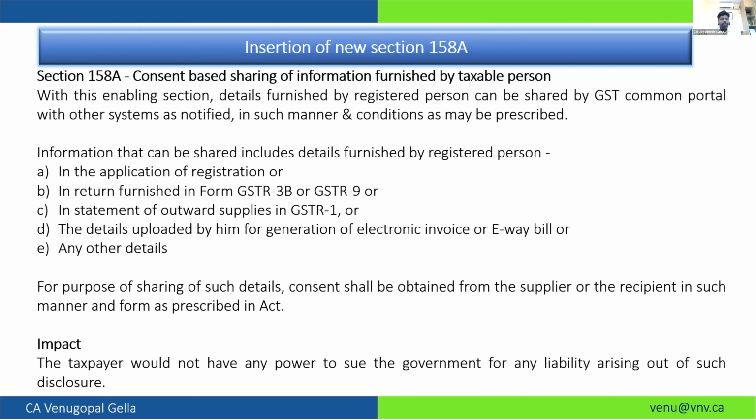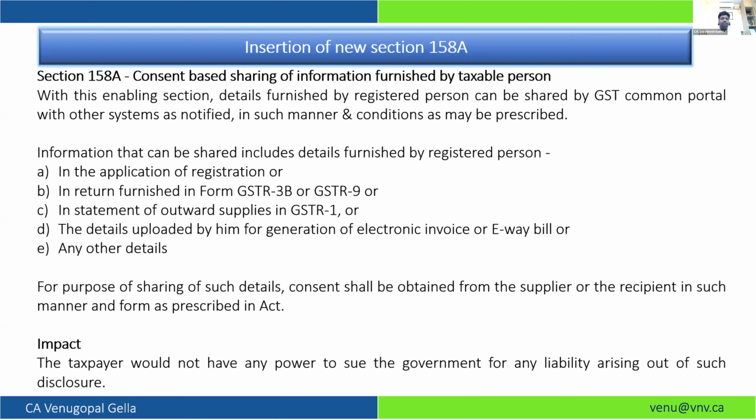Now moving on to Section 158, which is consent-based sharing of information. This is the enabling section wherein the GST Common Portal can share information with the consent of the taxpayer or the recipient. So what information the GSTN can share, we'll see.